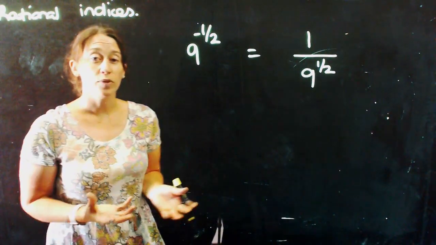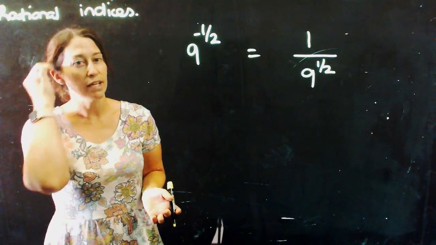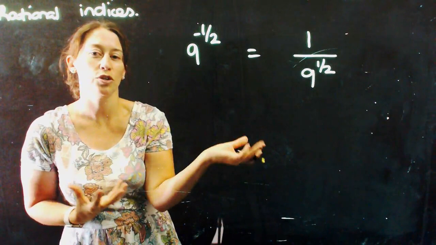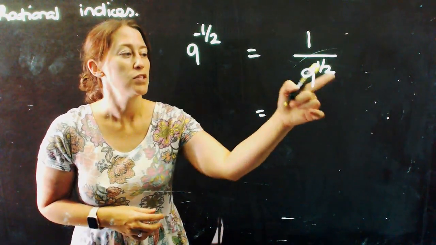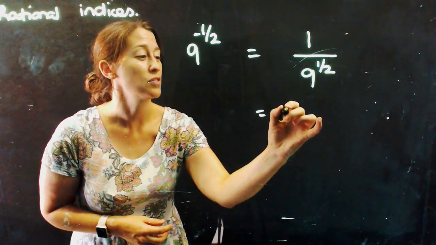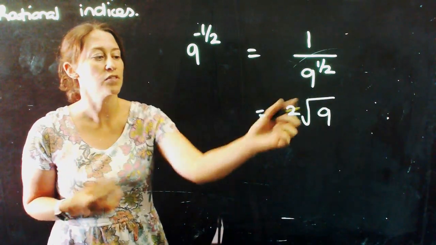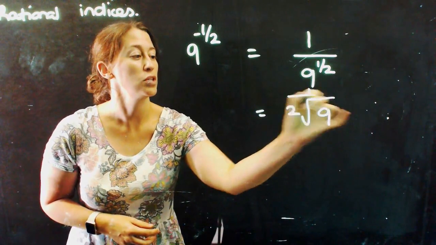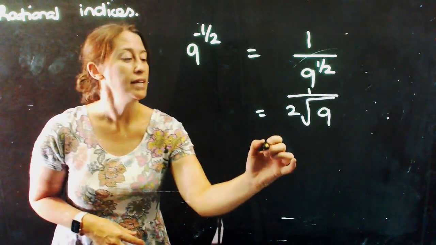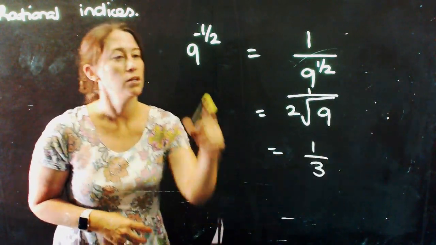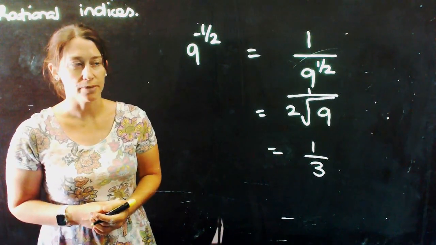Now on the denominator, we've got a rational index. So we now need to convert that into its simplest form. So the denominator is half, so that tells us I'm going to do the square root of 9, and obviously I'm going to put it to the power 1. Square root of 9, sorry, that's 1 over. The square root of 9 is 3, so that simplified becomes 1/3.